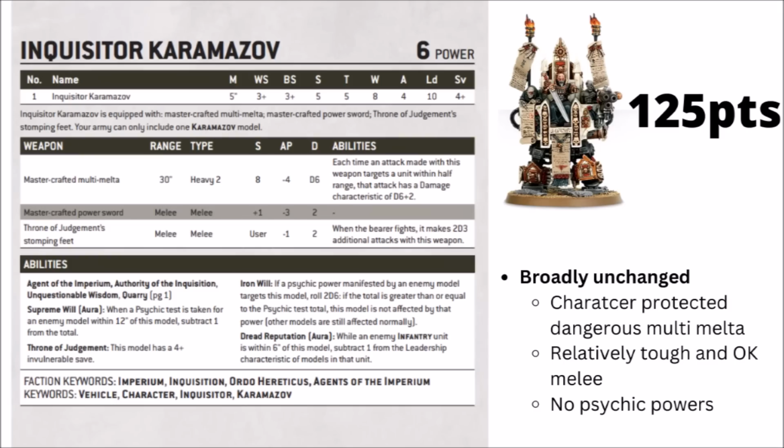Next there's Inquisitor Karamazov with his Throne of Judgment, 125 points and broadly unchanged. He basically brings a fair bit of raw might to the table with a fairly dangerous character protecting multi-melter that blasts out at 30 inches, not a particularly bad thing there. And in combat he is fairly dangerous against medium infantry, a fair few attacks at damage 2. He doesn't get any psychic abilities though, which is a bit of a downside, as often that's one of the roles for Inquisitors, to do a bit of smite and psychic actions, plus maybe that 5+ invul power.